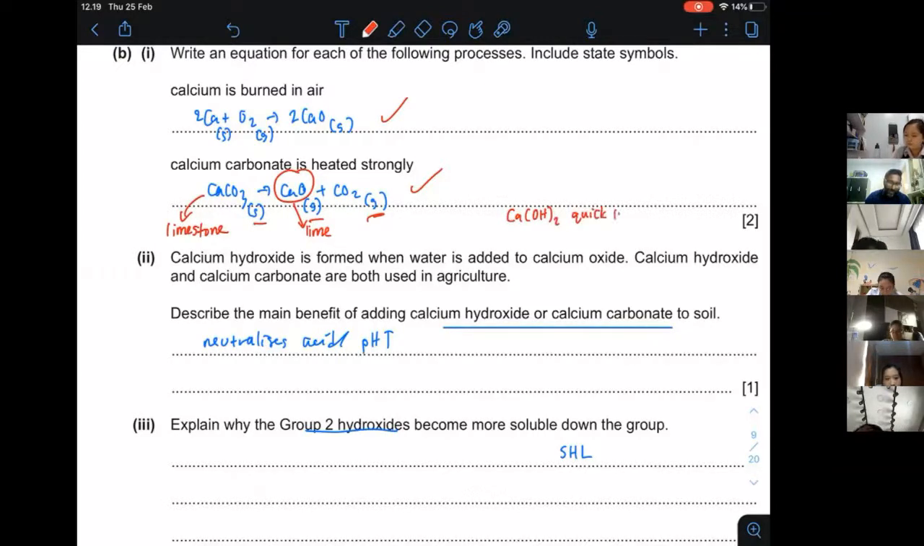Now quicklime can be in two forms. If you have calcium hydroxide in the form of solid or powder, we call it slaked lime.